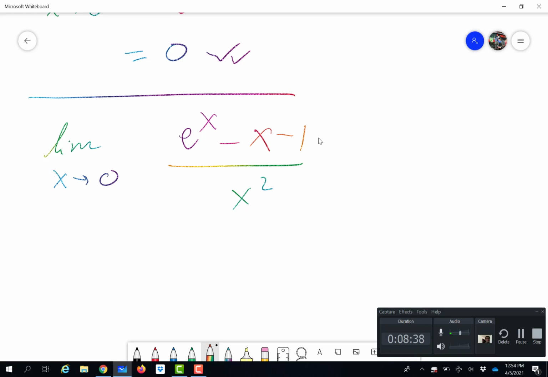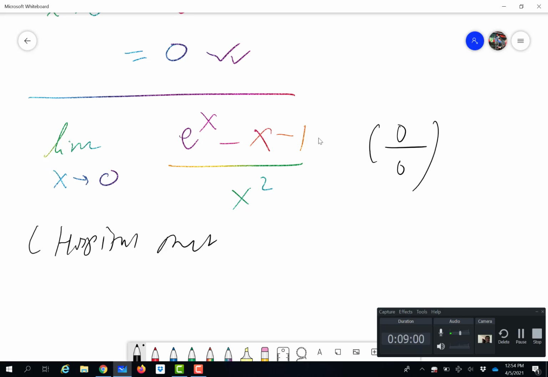Look over this example. If you plug in the limit directly, what happens there? When you plug in x equals 0, e to the 0 is 1 minus 1, which is 0 on the top, and 0 square is 0 on the bottom. Here you can directly use L'Hopital rule. By L'Hopital rule, find the derivative of the top: limit x tends to 0, derivative of e to the x is e to the x, minus derivative of 1 is 0, and the bottom part is 2x.